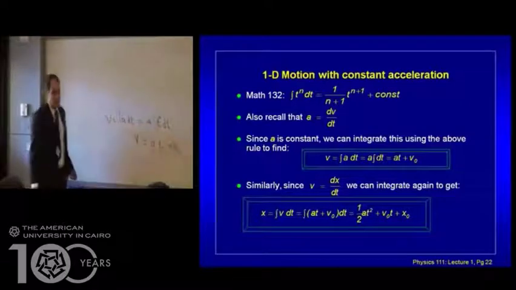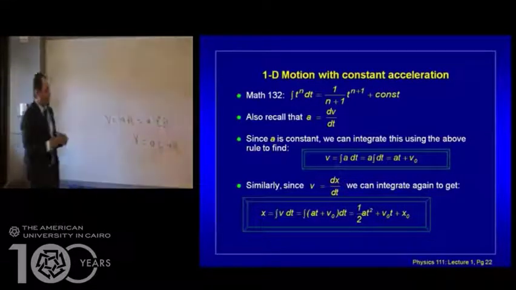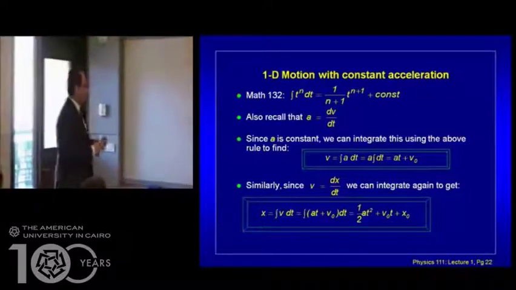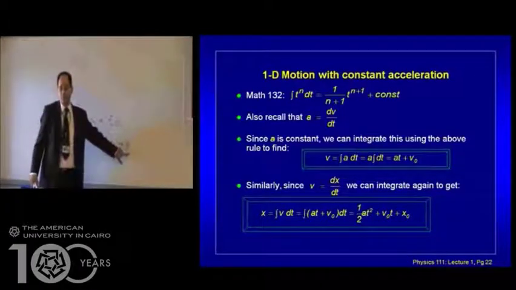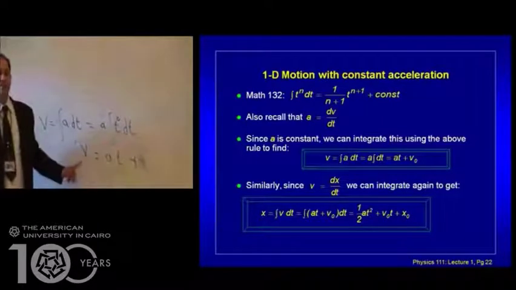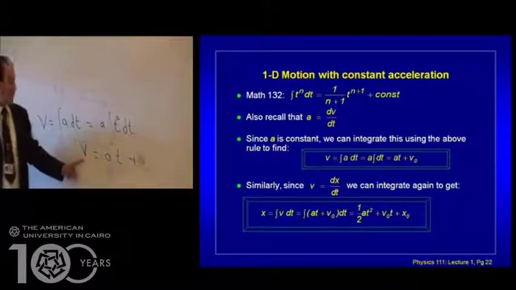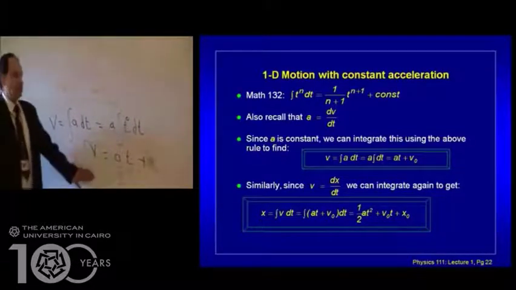So this is the second equation that we should know. The first one is a equal to constant. The second one, that's V equal to at plus V0. That equation tells us that if we know the initial velocity and the acceleration, we can find the velocity at any time t. Just tell me the time, and I will tell you what is the velocity at that time. So that's the second equation.